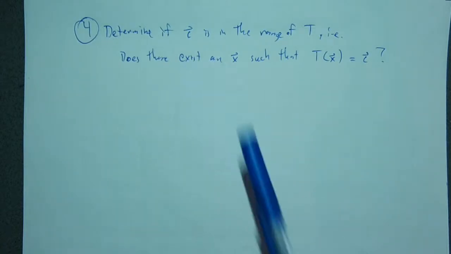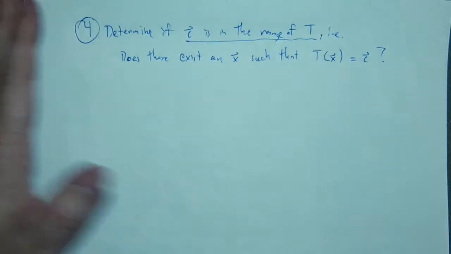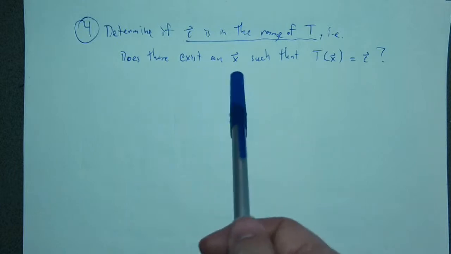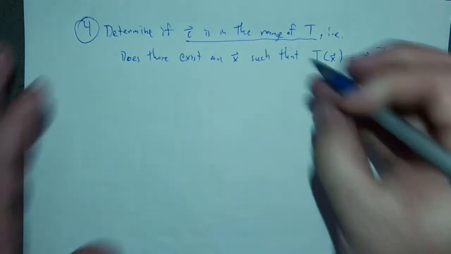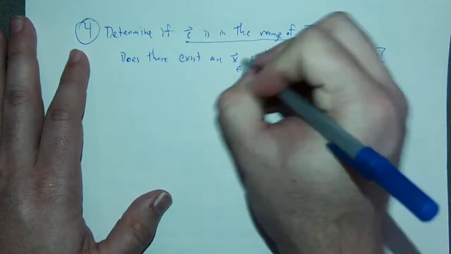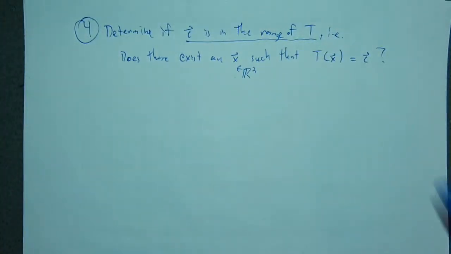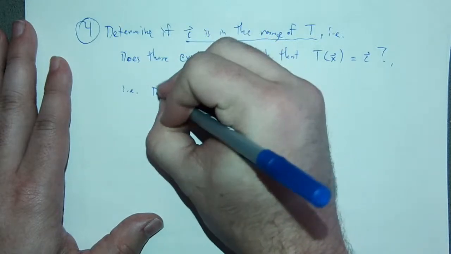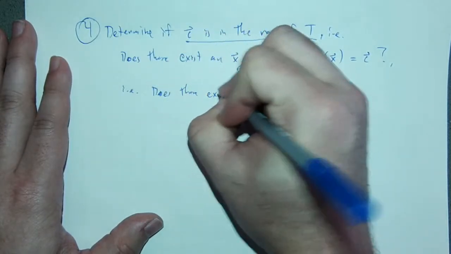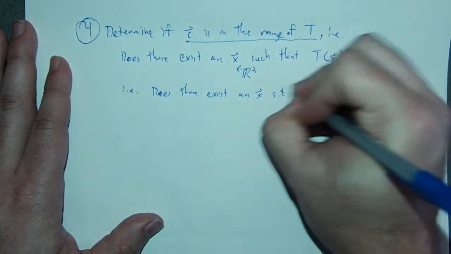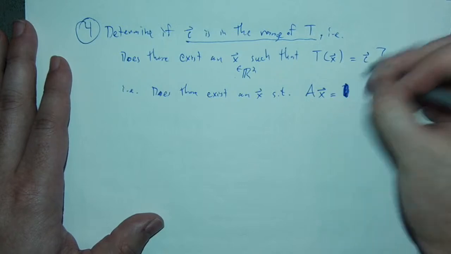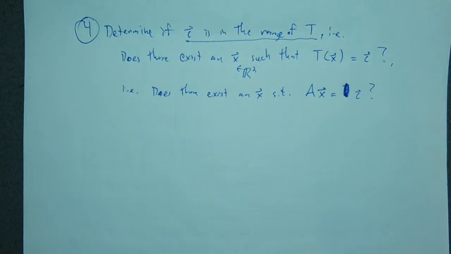Okay, but what does it mean for c to be in the range of T? What it means for a vector to be in the range of a transformation is it means there exists an x in the domain. So there exists an x in R2 such that T of x is equal to c. But since T is a matrix transformation with matrix A, i.e., does there exist an x such that Ax is equal to, not b, equal to c, is another way of saying this.